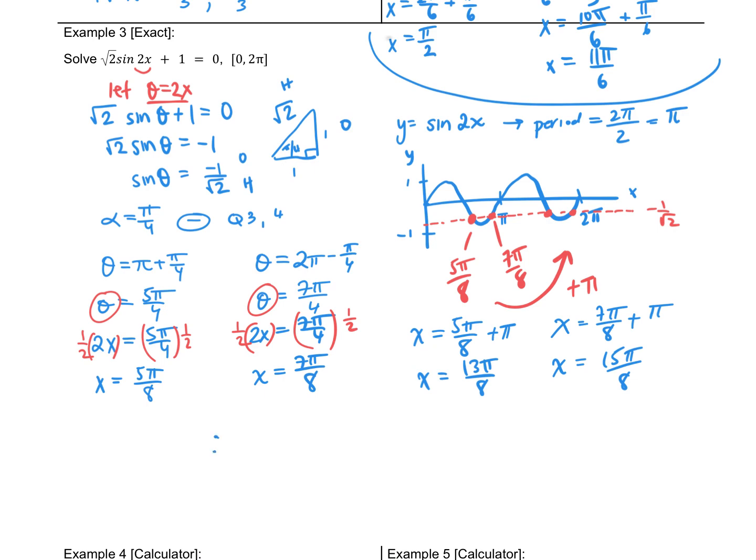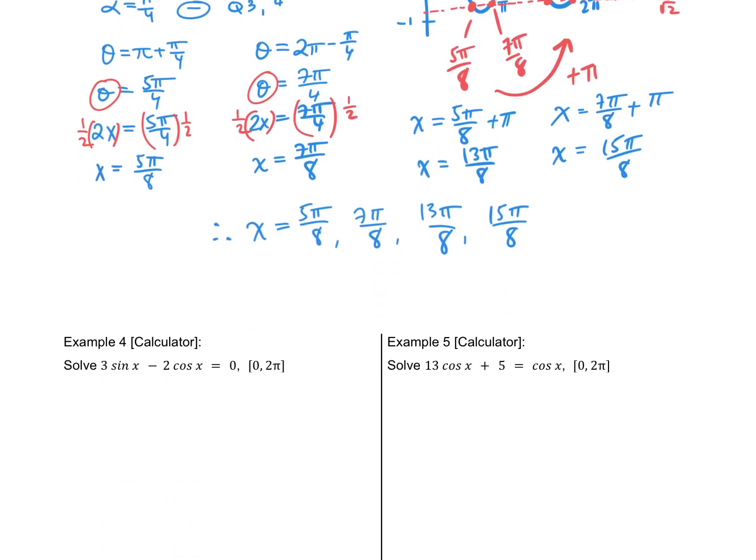So I will write, therefore, in order for the left side and the right side to match within the domain that was given to me, x can equal 5 pi over 8, 7 pi over 8, 13 pi over 8, and 15 pi over 8. And for these first 3 examples, we did not need a calculator because we were given ratios that were part of our special triangles. But sometimes a calculator is involved and we have to find alpha with a little bit of an inverse, but otherwise the process is the same.